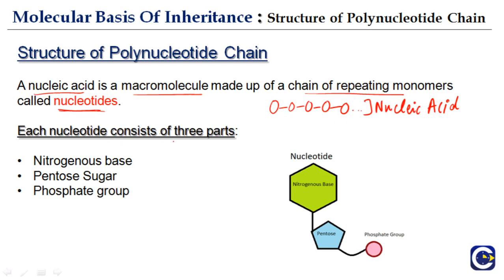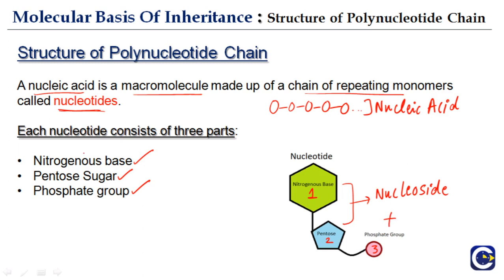Each nucleotide consists of three parts: a nitrogenous base, a pentose sugar, and a phosphate group. Here you can see the first is the nitrogenous base, then pentose, and phosphate group. We also discussed this in the previous part. And what is a nitrogenous base plus pentose sugar called? It is very important that you know this. It is called a nucleoside. We saw in the previous part of this chapter that a nucleotide is a nucleoside plus a phosphate group.